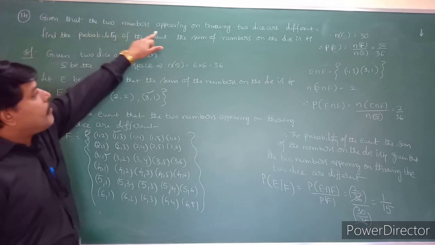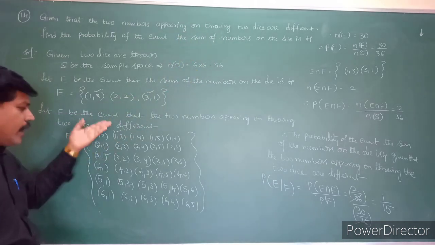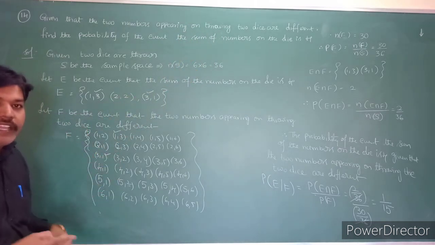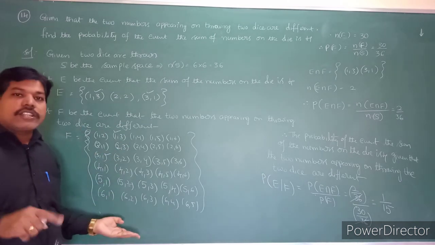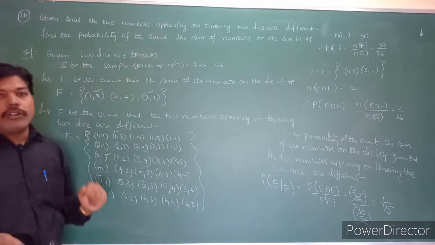What is that? The two numbers appearing on throwing the two dice are different. So F is equal to, you have to take the different values here, different pairs. So how many pairs are total? 36. We have removed the 6, we get 30. That is nothing but n of F is equal to 30.